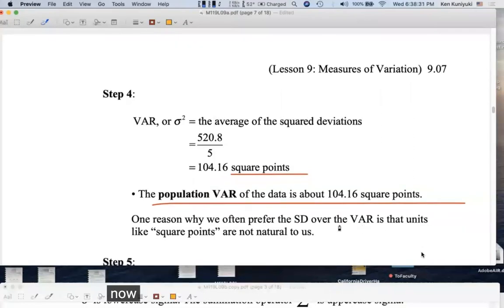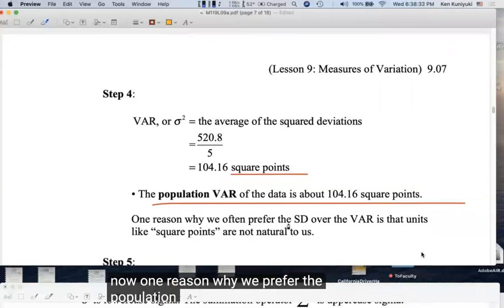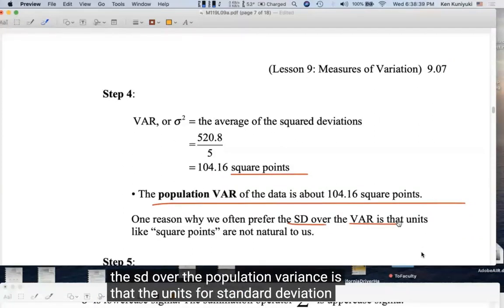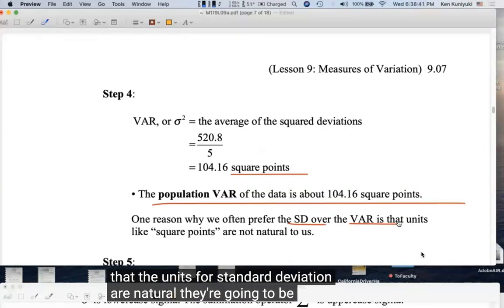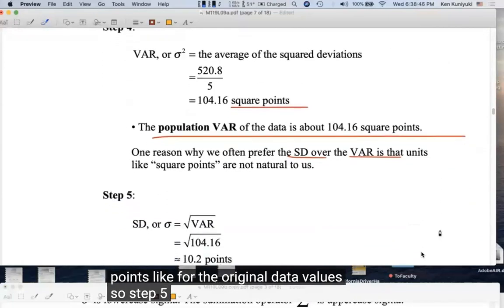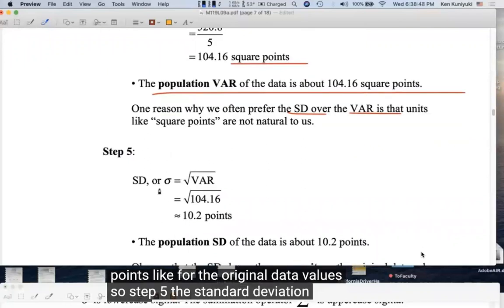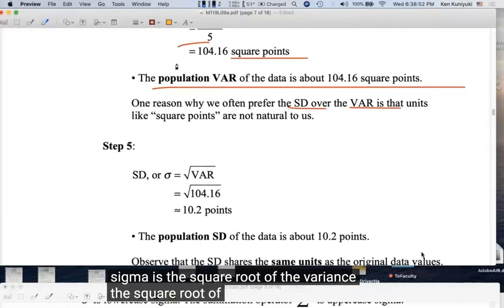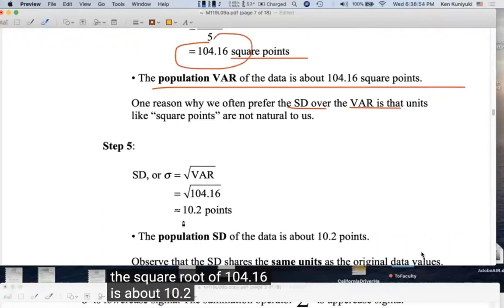Now, one reason why we prefer the population standard deviation, the SD, over the population variance is that the units for standard deviation are natural. They're going to be in points, like the original data values. So step 5, the standard deviation, sigma, is the square root of the variance. The square root of 104.16 is about 10.2 points.